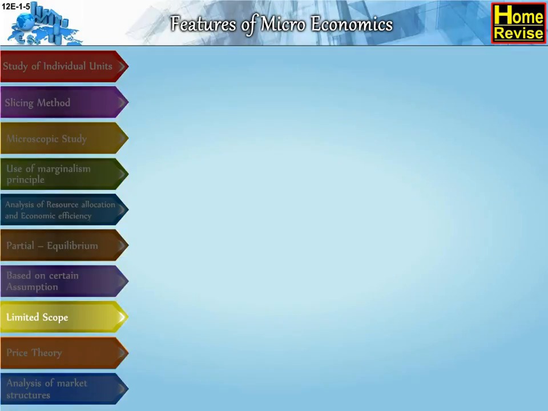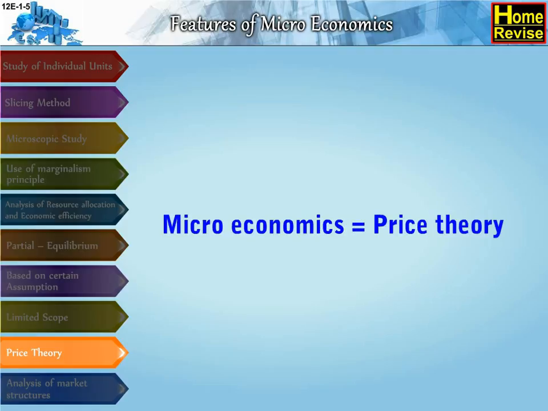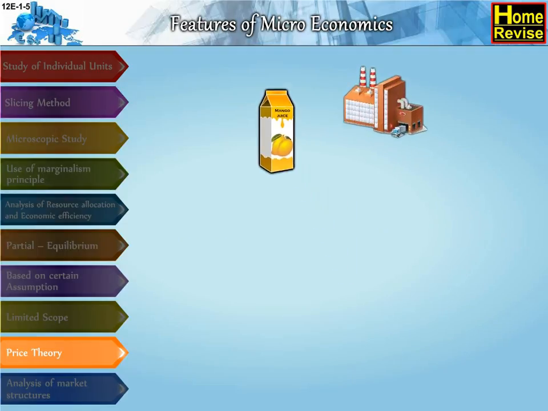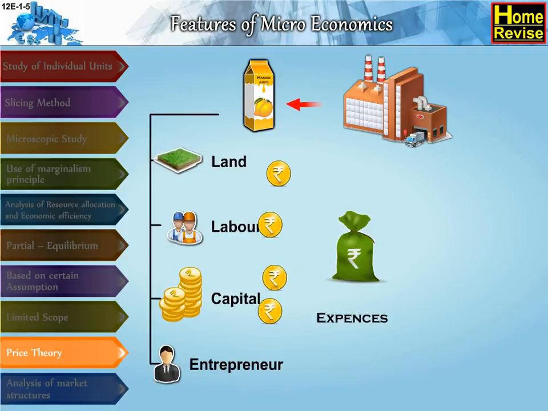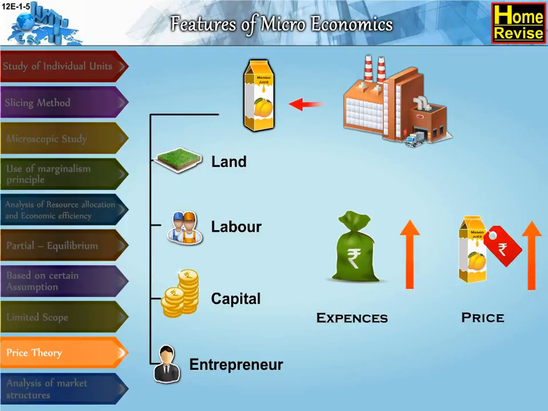The ninth feature of microeconomics is price theory. Microeconomics is also called price theory because it is concerned with determination of prices of goods and factors of production, that is, prices for land, labor, capital, and entrepreneur. The prices of goods increase if cost of factors of production increases.